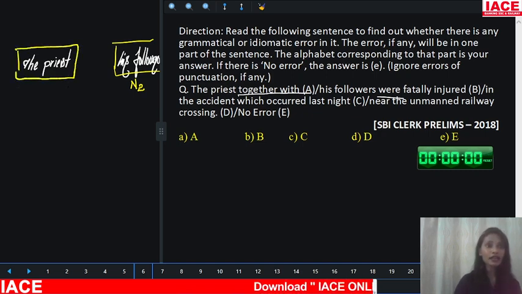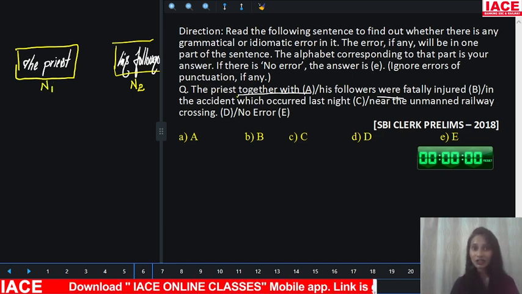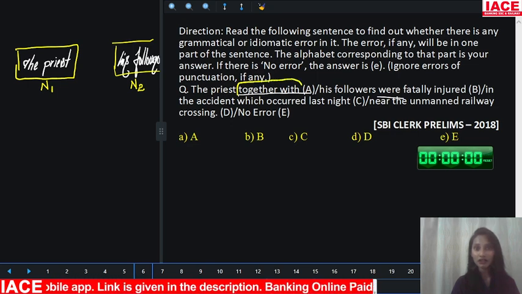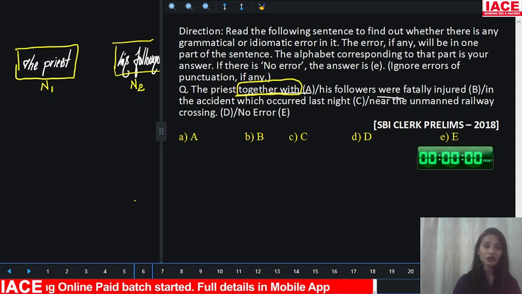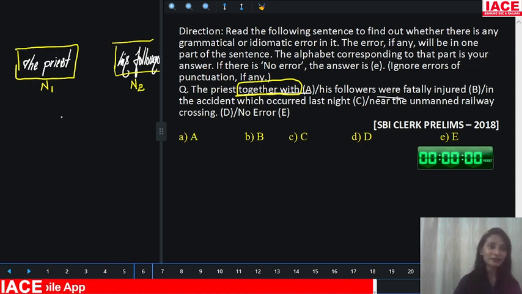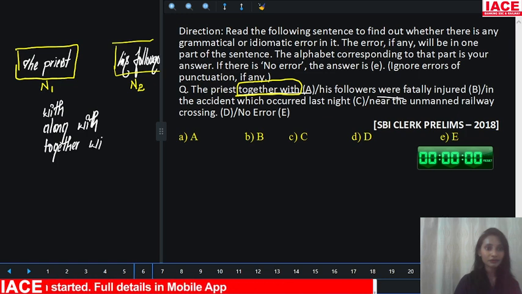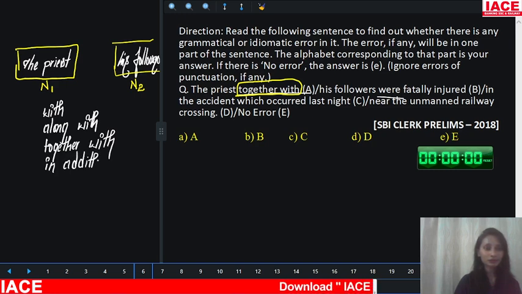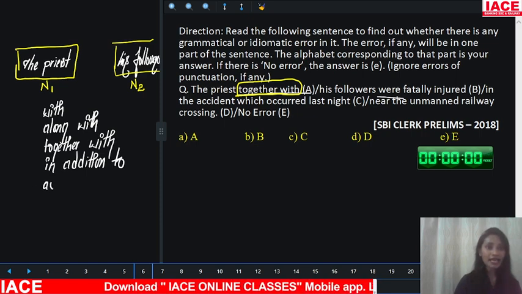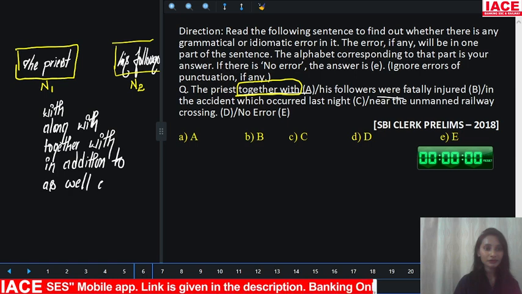Here two nouns, noun 1 and noun 2, are connected by a conjunction, that is, together with. So you should know the rule in order to answer this question. The rule is that conjunctions like with, along with, together with, in addition to, as well as, etc. There are many. I have given a list here.